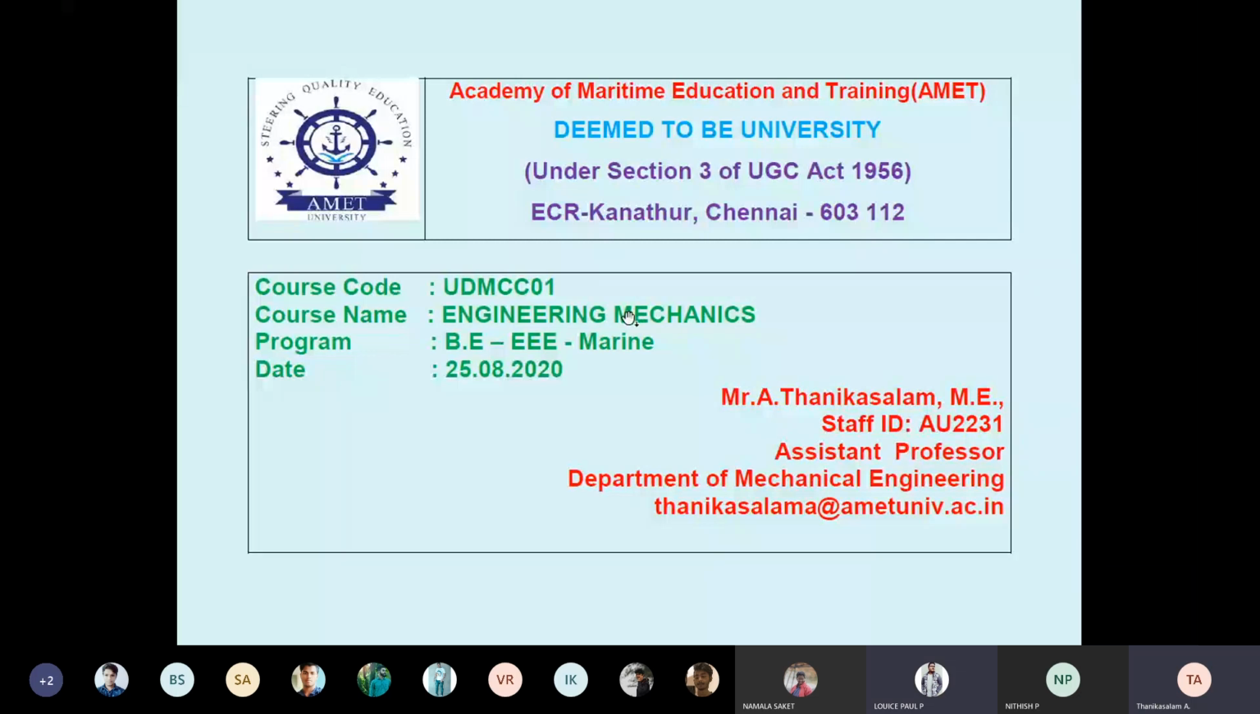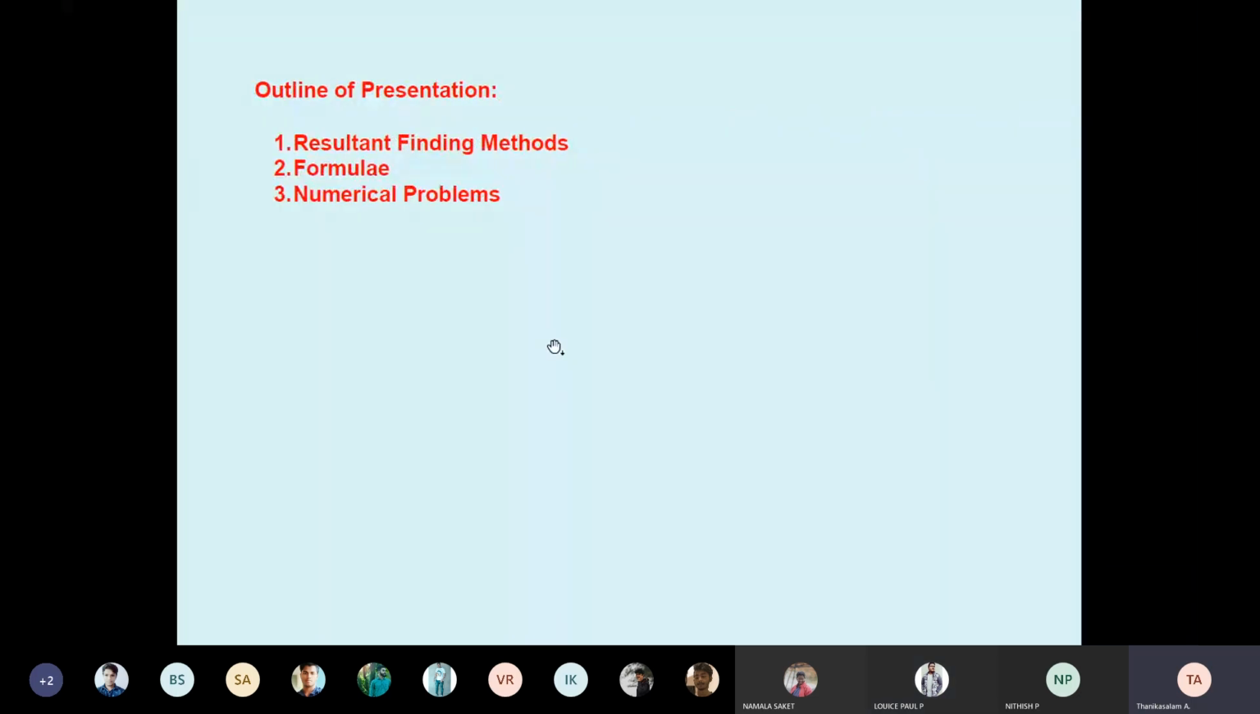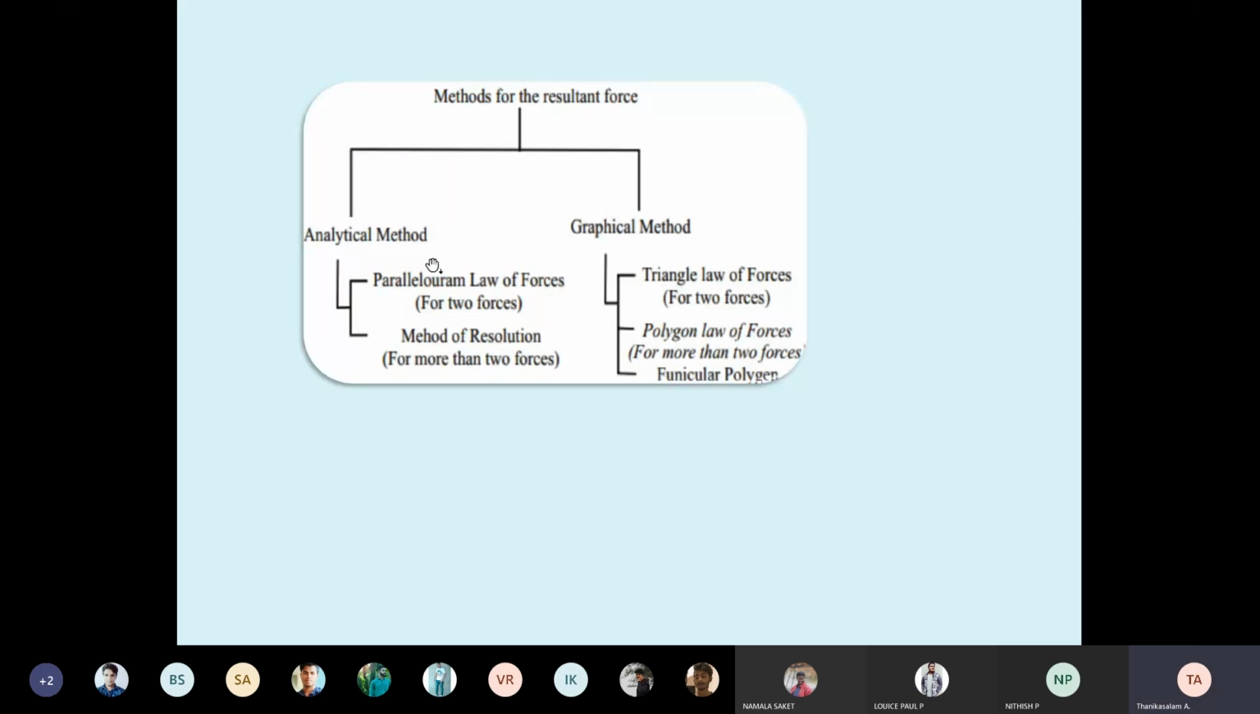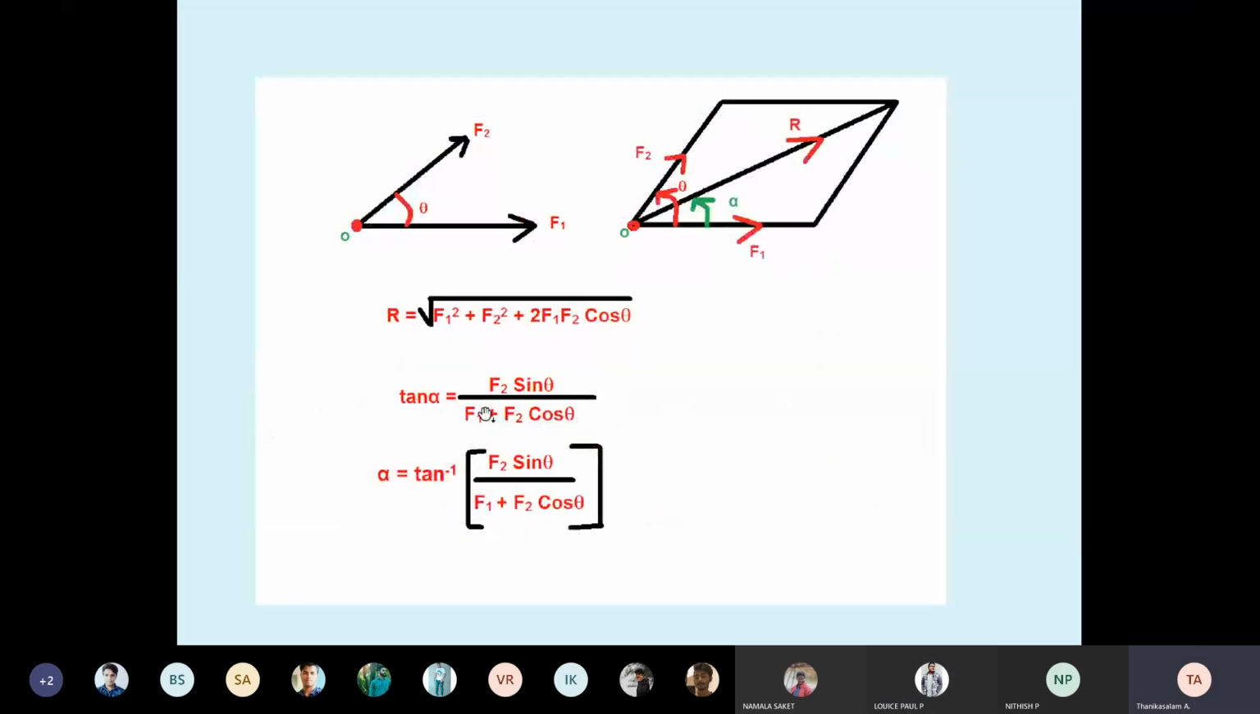Okay. So we are going to discuss today. That's why every day I recollect the previous class, because the previous class concepts are more useful for today's problems. We are going to find the resultant: finding methods, formulas, numerical problems. Already explained: for the analytical method, we use the parallelogram law for only two forces, and the method of resolution for more than two forces. Just now I have shown the formulas, which we already know.